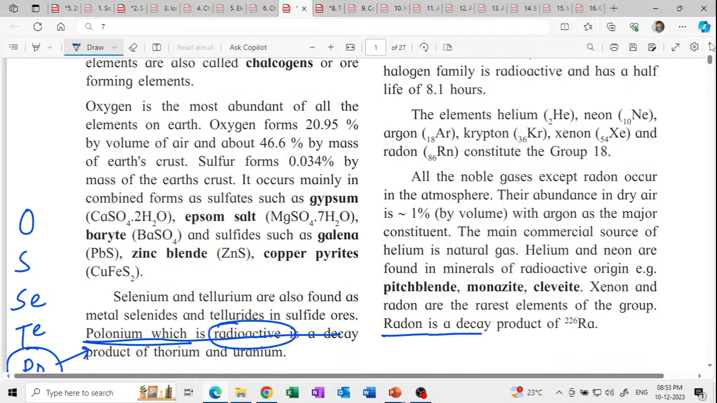Write the structure of glycine. Glycine has the structure: hydrogen, NH2, again hydrogen, and COOH. This is an alpha amino acid. This is glycine. So glycine is optically inactive. This is a question from biomolecules, carbohydrates.